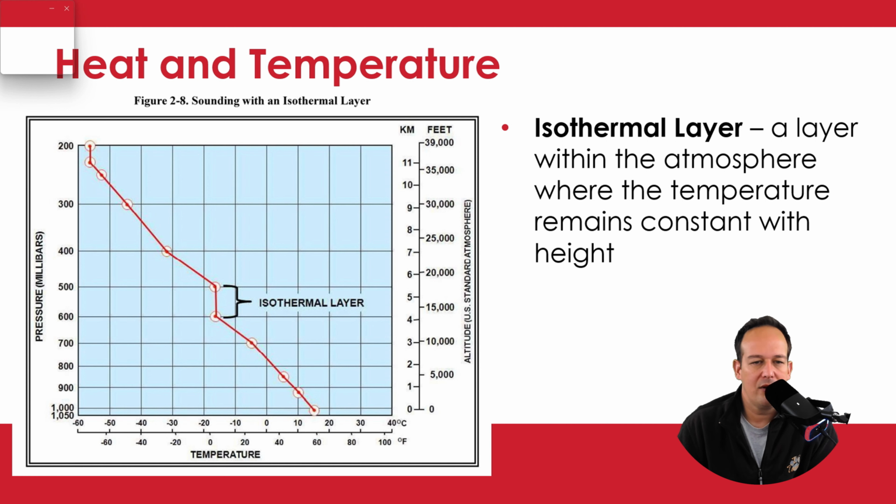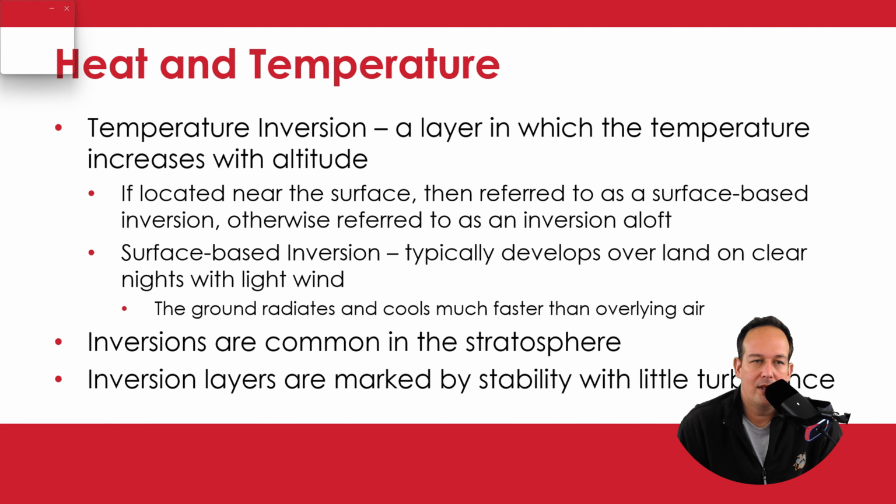The faster the temperature decreases, the less stable the air is. The slower the air temperature decreases with an increase in altitude, the more stable it is. And if it doesn't decrease, or actually the temperature increases, then the air is very stable. When the temperature increases with altitude, that's what we call a temperature inversion. And we have two types: a surface-based inversion and a temperature inversion aloft.